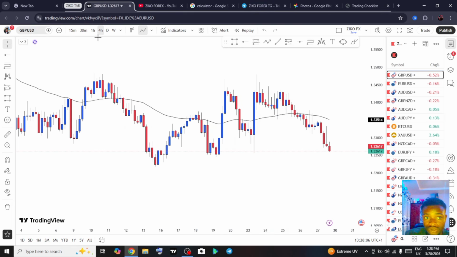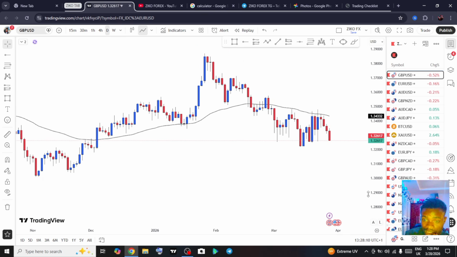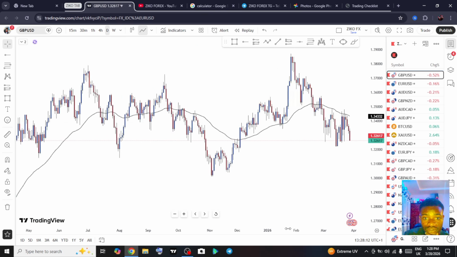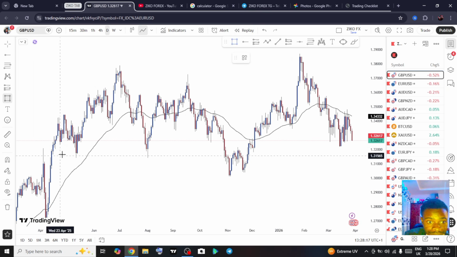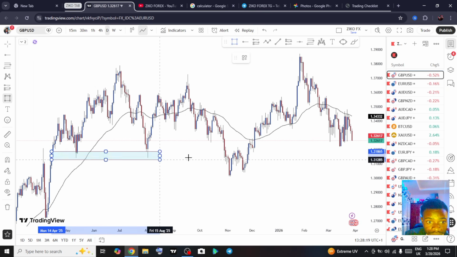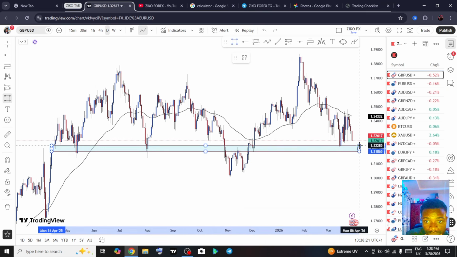So I'm going to be drawing the area of interest right now. Let's look at how the daily looks for this area of interest now. You just need a very clean area. I can see one right here. So first of all, let me show you exactly what I'm seeing.